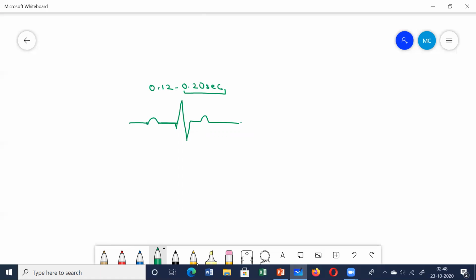Sorry, it's from here, the beginning of the P wave to the beginning of the QRS. So if it is more than 0.20 seconds, we say it's a prolongation of the PR interval. And if it is less than 0.12 seconds, we say that the PR interval is shortened. So what are the different reasons which can lead to the prolongation of this PR interval?